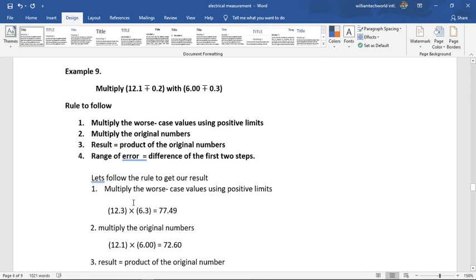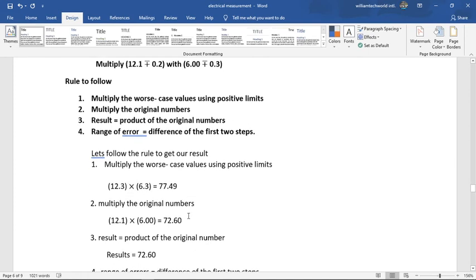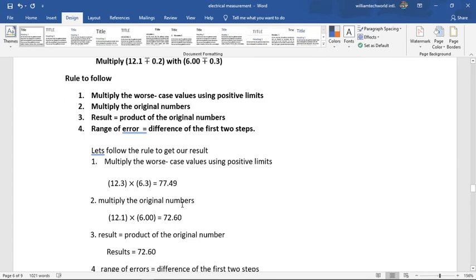Then we'll multiply the worst case values. The worst case values use the errors with the positive limit, not the negative. So we added 0.2 to 12.1 and 0.3 to 6.0. When we multiply those together, that will be 77.49. Then we're going to multiply the original numbers without the errors.